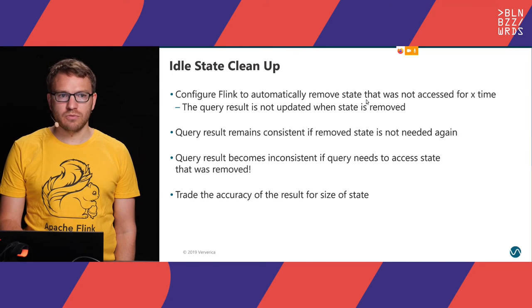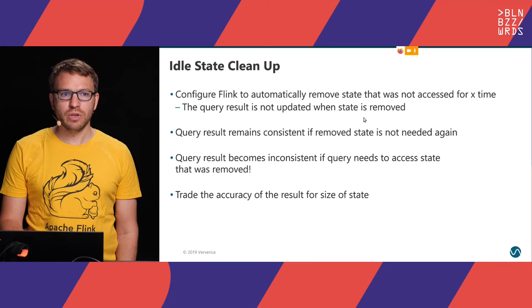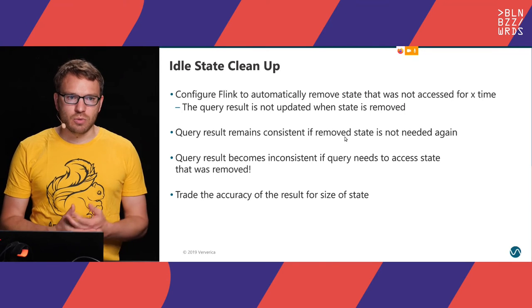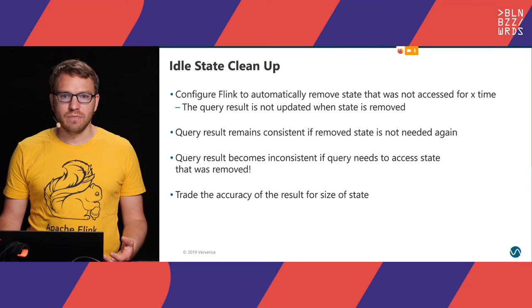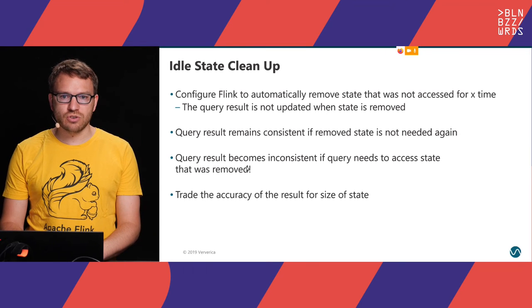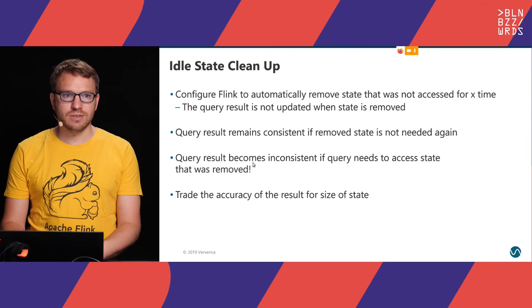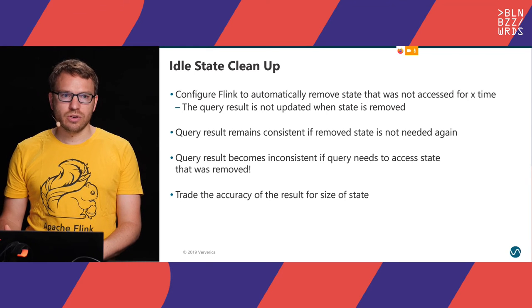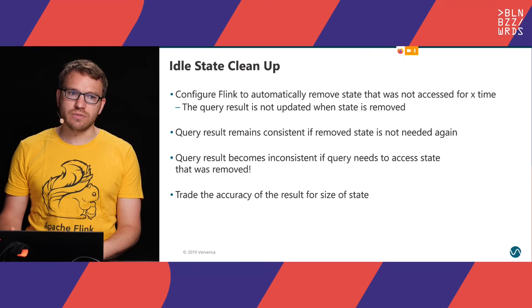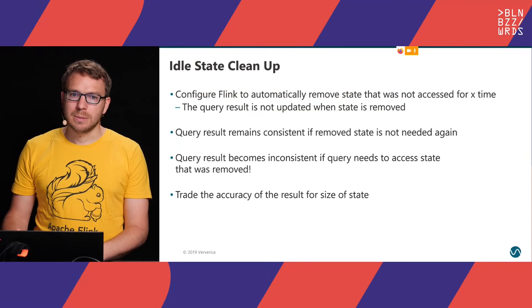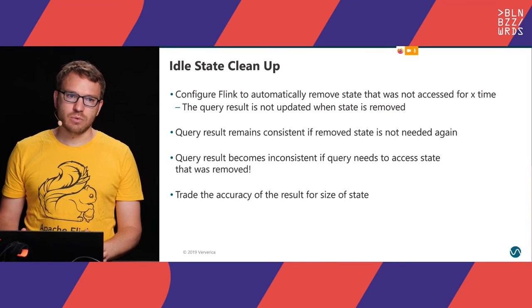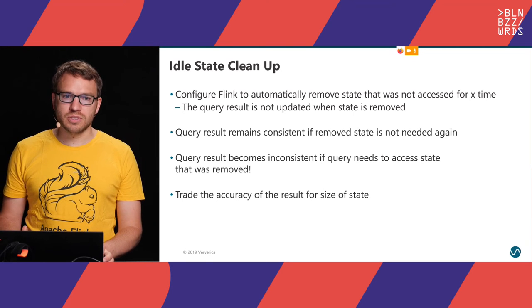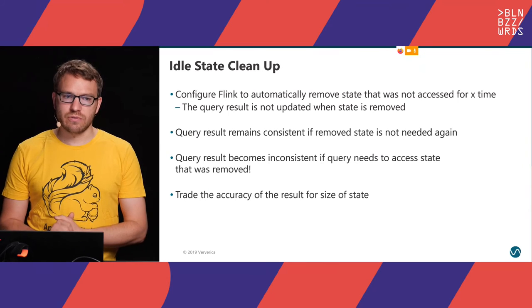This works well if the data that was removed will not be used again. In that case, all the computations remain valid and everything is fine. However, if you remove some state too early, then Flink will just see the new record as something completely new and will not remember that it had done any computations for this before. So at that point in time, you would get inconsistent results. Basically, what you're doing here is possibly trading the accuracy of the result for the size of the state.